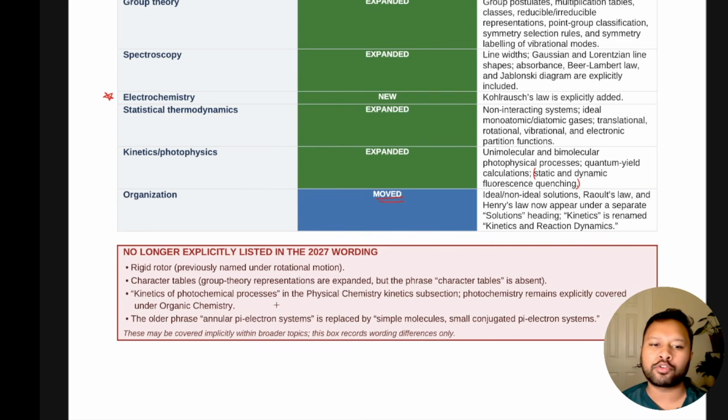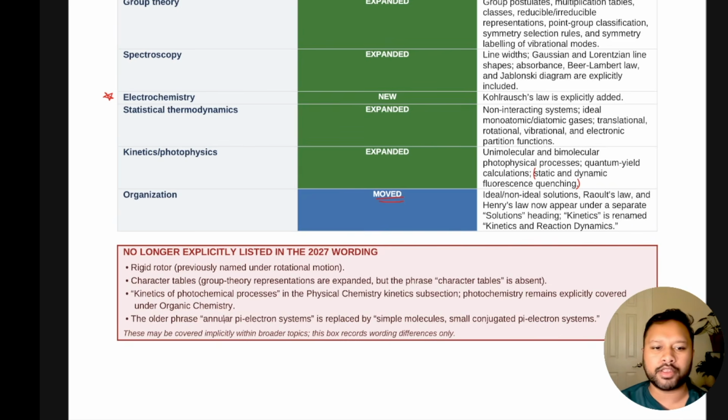Then kinetics of photochemical processes in the physical chemistry kinetics subsection. Photochemistry remains explicitly covered under organic chemistry. So the photochemistry part from kinetics of photochemical processes is taken to the organic chemistry portion. That's one thing which has been changed.